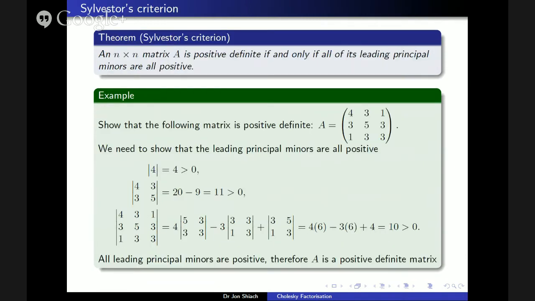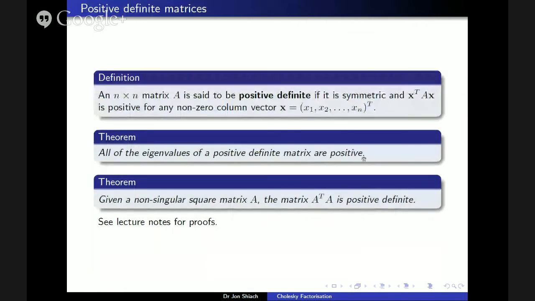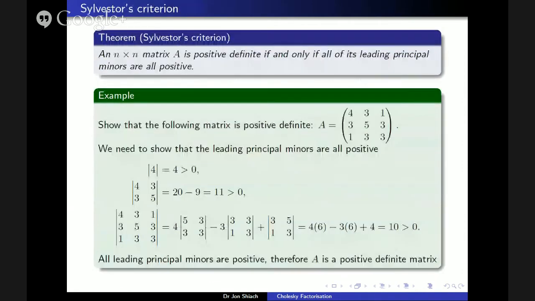Well, Sylvester's criterion states that a matrix A is positive definite if all of its leading principal minors are positive. So whereas before I said we could have used this definition to determine whether a matrix is positive definite, it's a lot easier just to use Sylvester's criterion. So all we do is calculate the determinants of all the matrices found by taking the first k rows and k columns, and if they're all positive, we have a positive definite matrix.